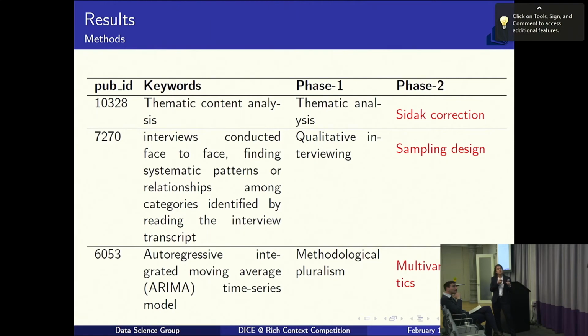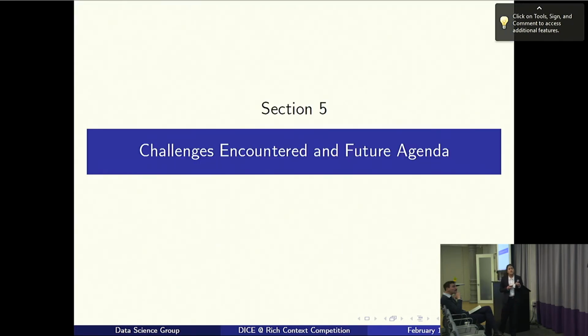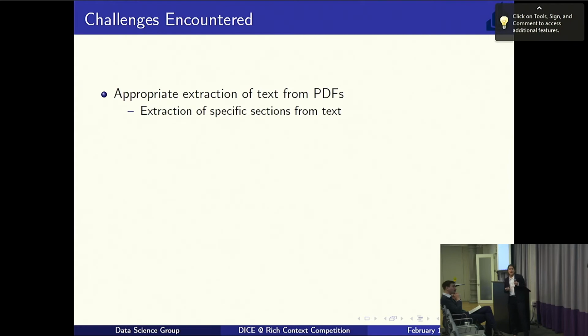However, the phase 2 model went a little deeper to predict SciDeck correction as the potential research method of the article. Now, there were many challenges that we encountered during the entire process, starting from the pre-processing. The appropriate extraction of text from PDF was a challenge, keeping in mind the varied formats that were present in the PDFs. However, we could pass that using our open source tool PDF to text.